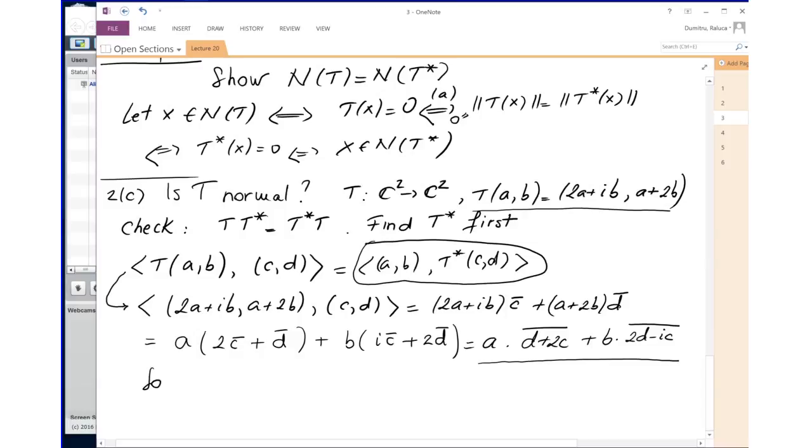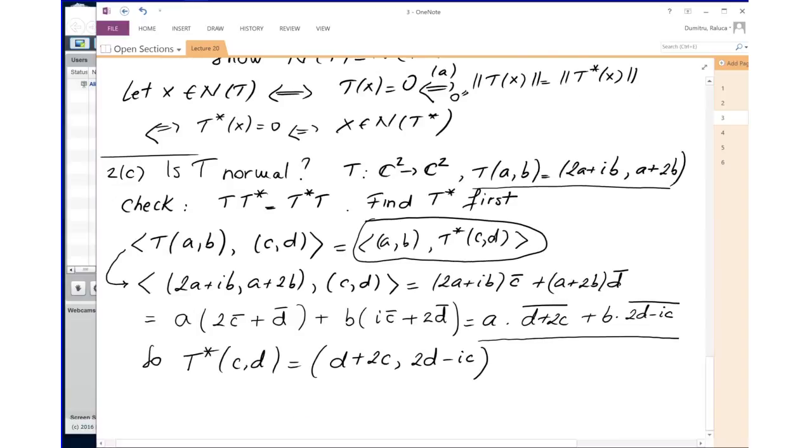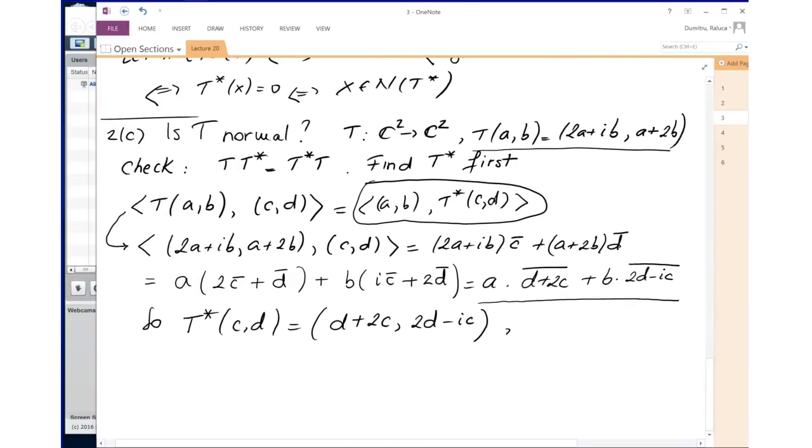So, and this should hold for any A and B and C and D. So T star of C, D is D plus 2C, 2D minus IC. Right, those are the X and Y that we need to put in there. For any two C, D. All right, so we got the adjoint. We need to check whether T is normal.